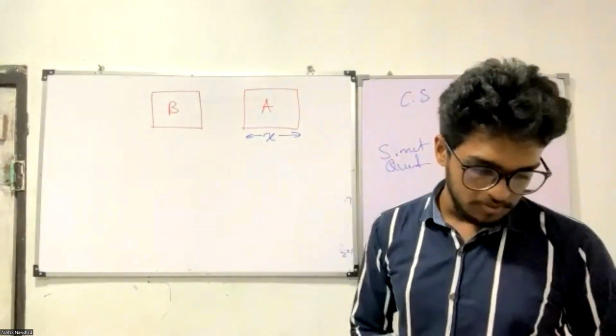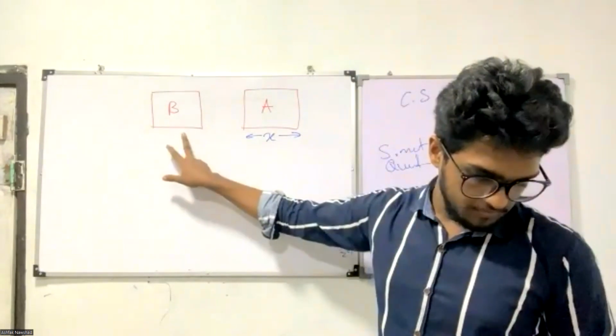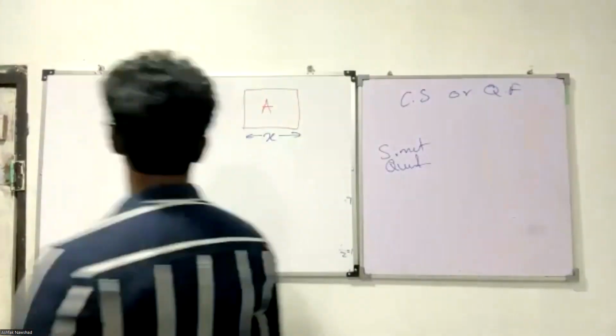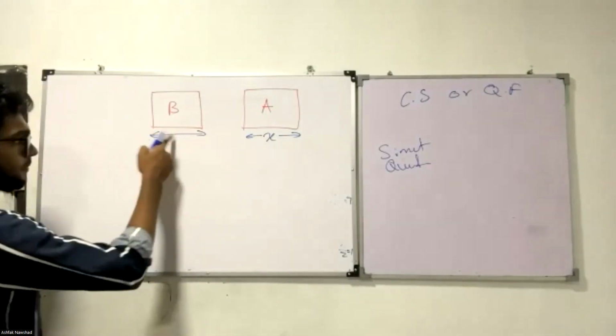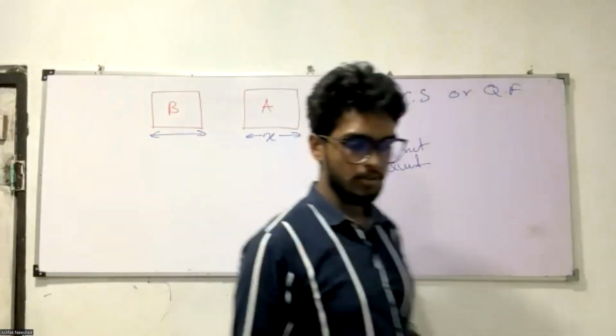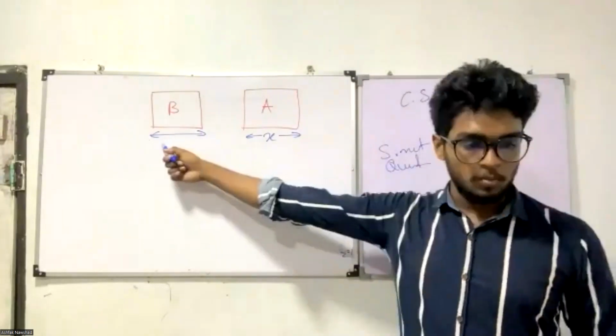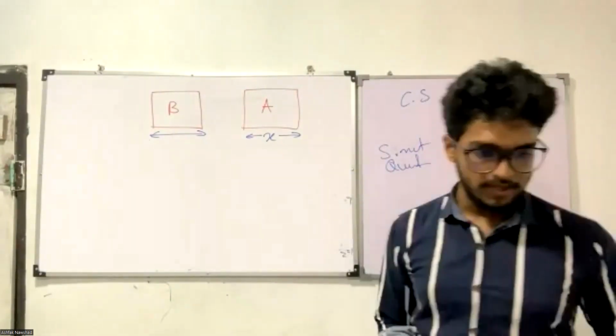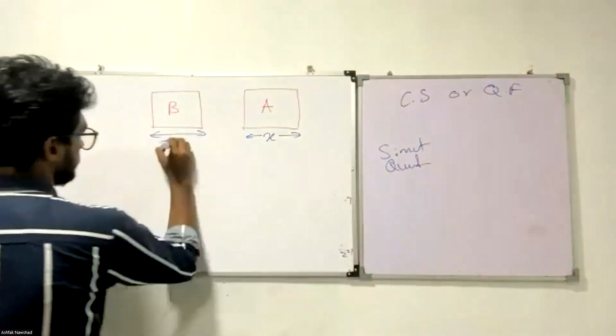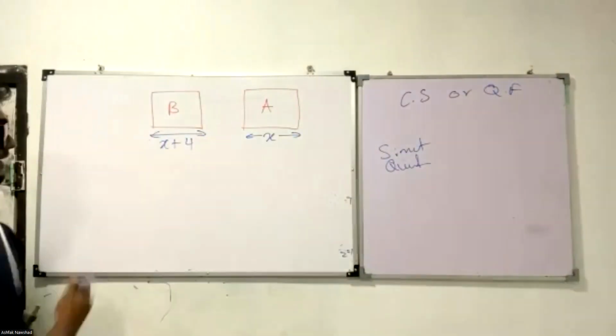The length of a side of a square lamina B is 4 centimeters more than that of A. If this is x, and this is 4 more than x, then what would it be? What is the side length? Exactly. x plus 4, or else 4 plus x.